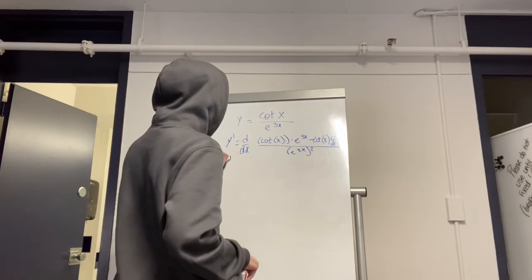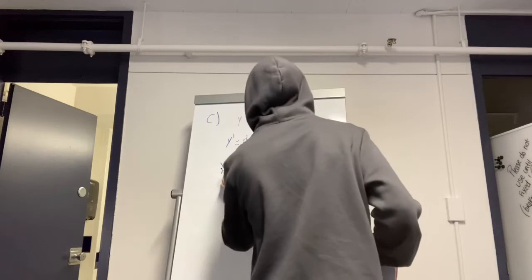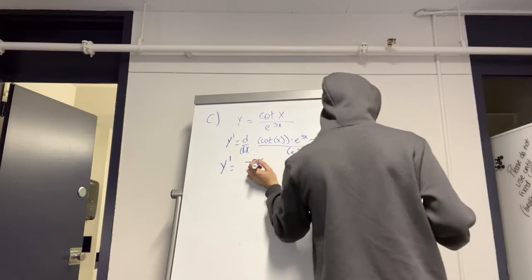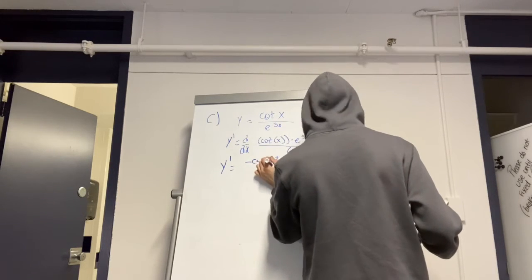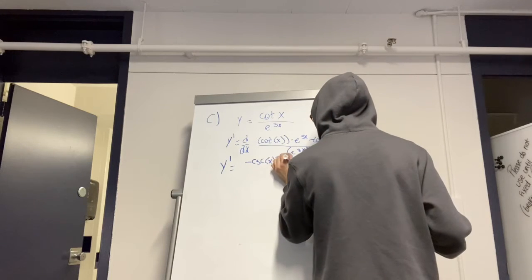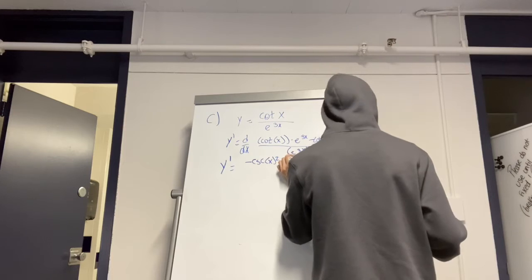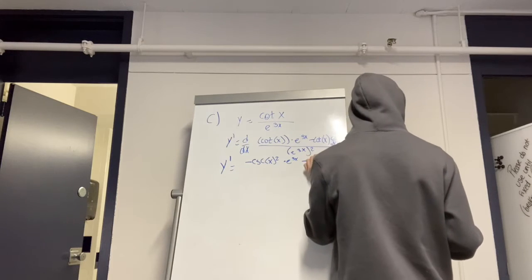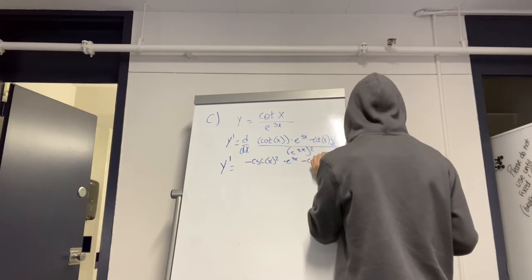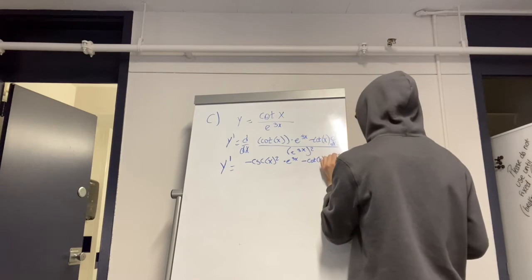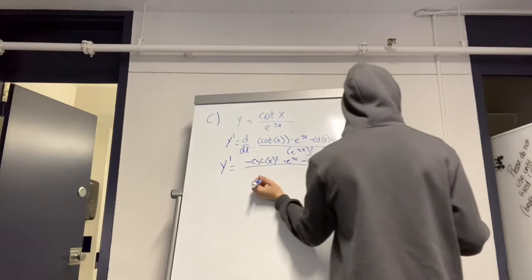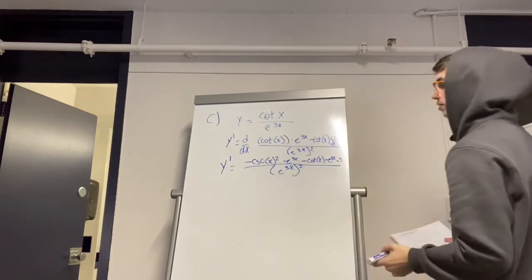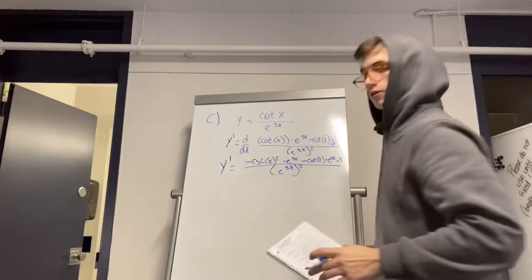From here, we'll do y prime equals negative cosecant x squared times e to the 3x minus cotangent x times e to the 3x times 3 all over e to the 3x squared. We use the quotient rule for this problem to find the derivative.